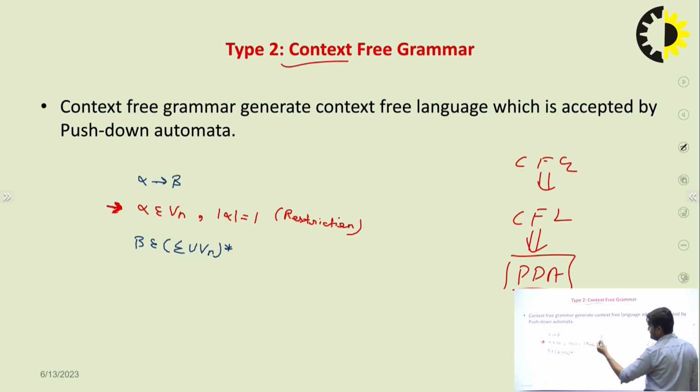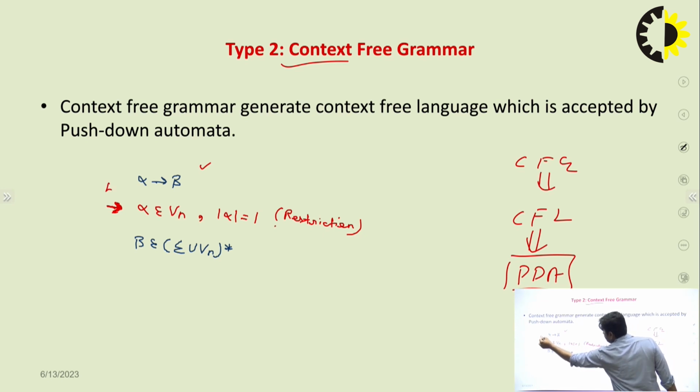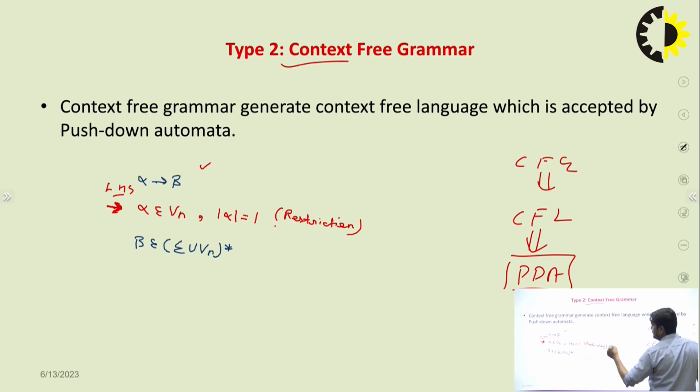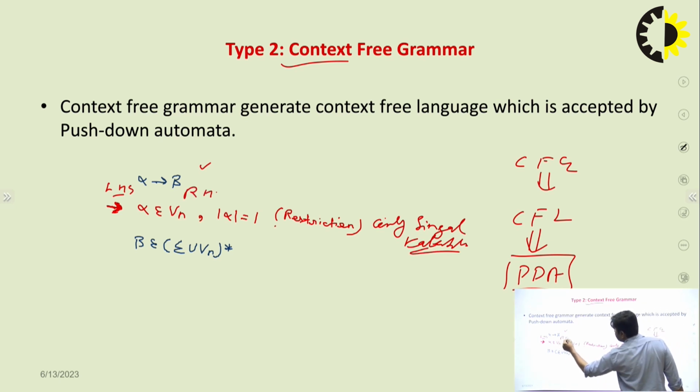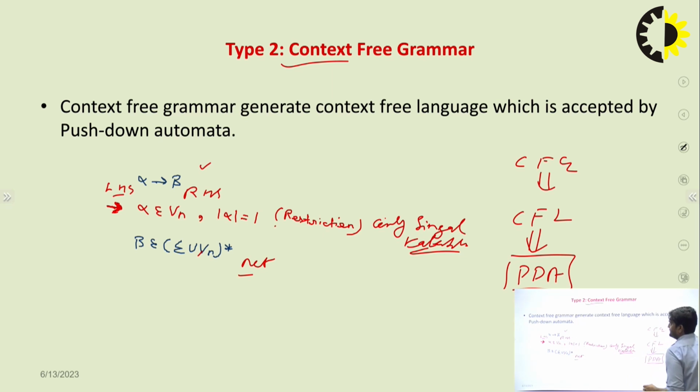Now we define the mathematical expression: the production is alpha generates beta. The restriction on the left-hand side is only a single variable, but there is no restriction on the right-hand side. We can generate (sigma union Vn) Kleene closure. We can generate any terminal and non-terminal here in a context free grammar.